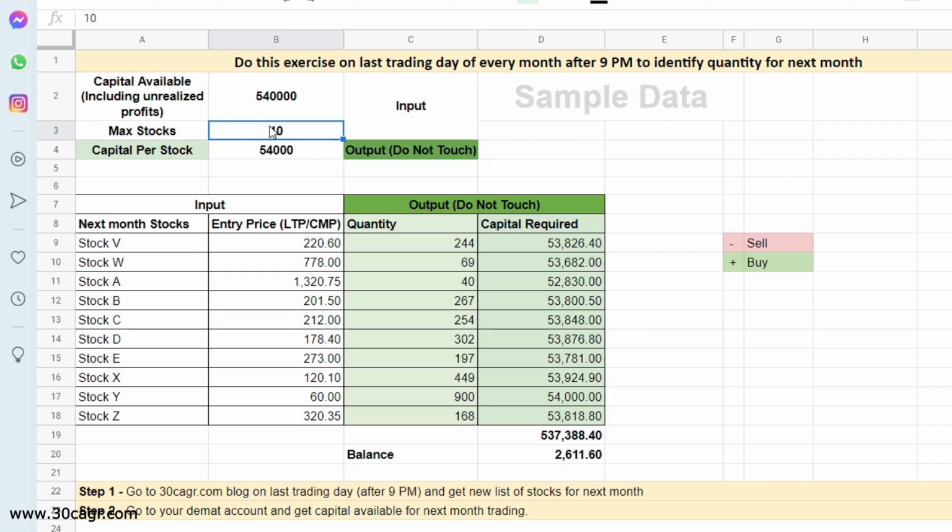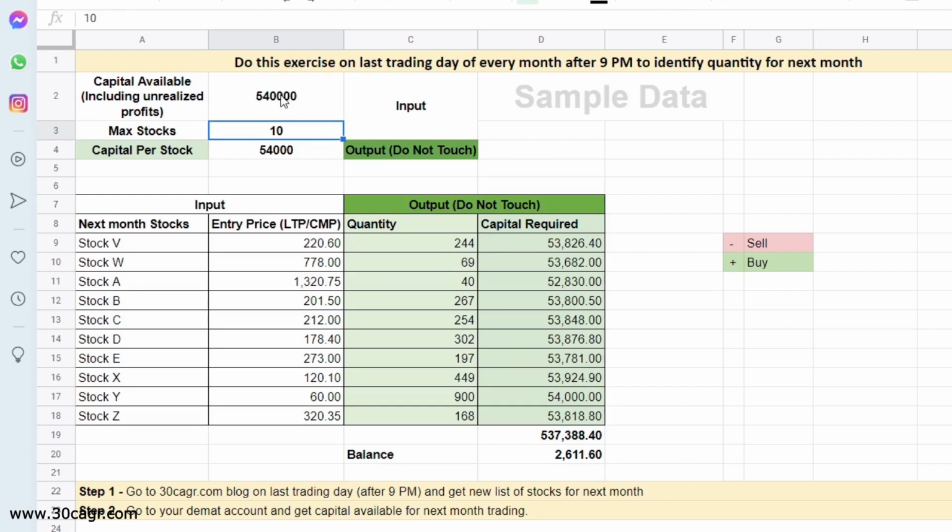Generally, this number doesn't change. As I said earlier, I'm trading in 10 stocks. So irrespective of the number of stocks that I got from screeners this month, this number will always stay the same for my entire investment period. In this case, since I'm trading in 10 stocks, it will always be 10. But if you are trading only in 5 stocks for your entire trading period of 5 years, 10 years, or 20 years, make sure that you put 5 here.